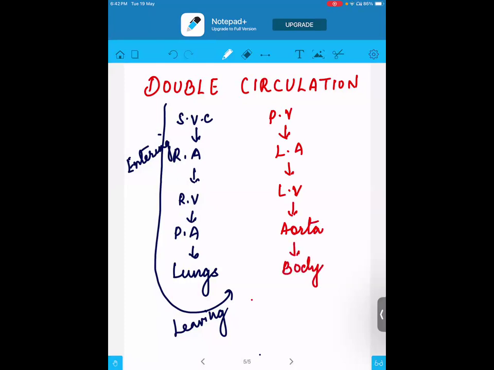Now, again, what is happening? It is entering here and then leaving to the body. So that is how twice blood is entering and leaving. It is basically called the double circulation. Am I clear, children, why it is called the double circulation? Because twice the movement of the blood is happening. One time they are entering and the other time they are exiting.